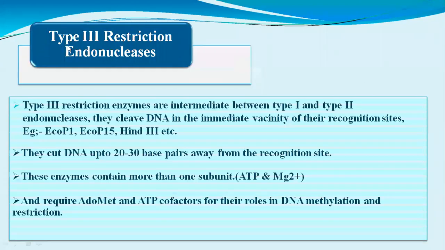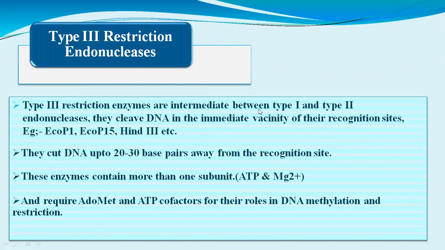So next is type 3 restriction endonucleases. So type 3 restriction enzymes are intermediate between type 1 and type 2. So they cleave the DNA in the intermediate vicinity of their recognition site. For example, EcoP1, EcoP15, HinfIII are the examples of type 3 restriction endonuclease. They cut the DNA up to 20 to 30 base pairs away from the recognition site.